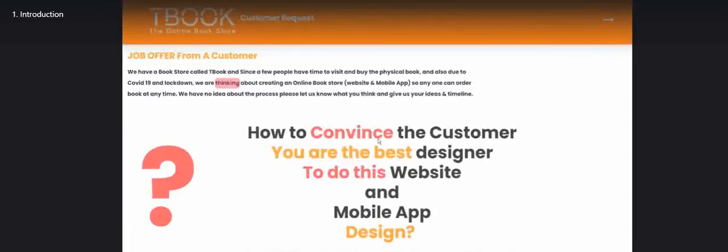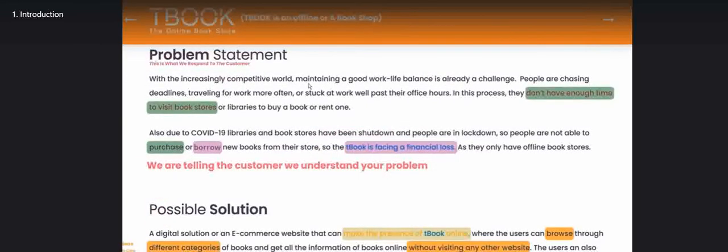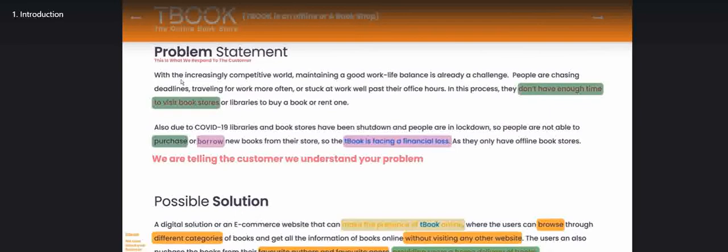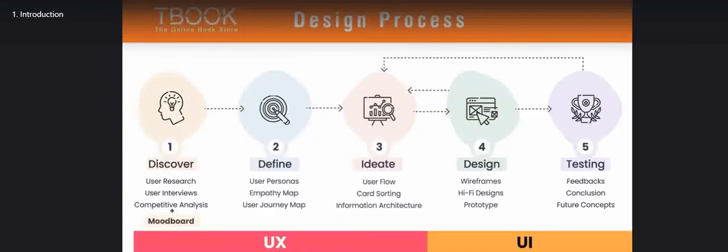Finally, we have to start our real-world project. But first, you have to convince the customer you are the best designer to do this website and mobile app design. Now, I will show you the secret of getting any job offer easily by following these steps. We understand the problem statement and we come up with a possible solution for our client. After getting the job from the client, we have to go through the design process, which may have 3 steps in UX and 2 steps in UI.